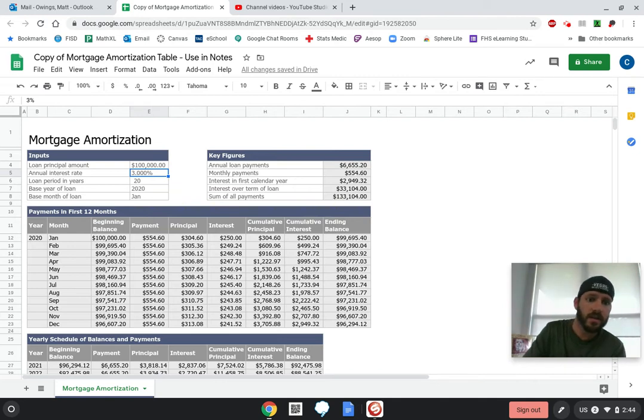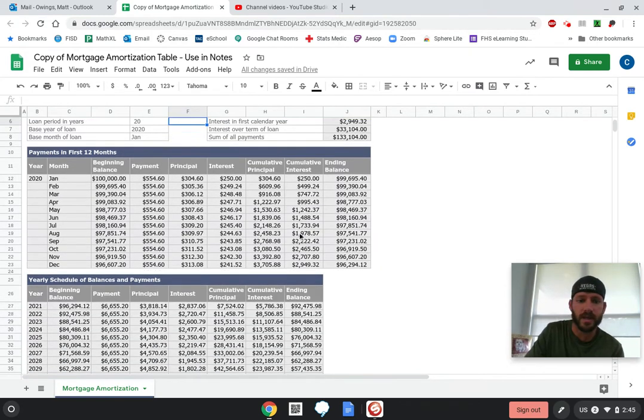So this amortization table is basically broken down by what happens every month. How much is your payment? How much goes towards your principal, your actual initial loan, and how much is being paid towards your interest. It keeps track of your cumulative, so how much principal you've paid over the entire length of the loan, how much interest you've paid, and then what the ending balance was for that month in the first 12 months.